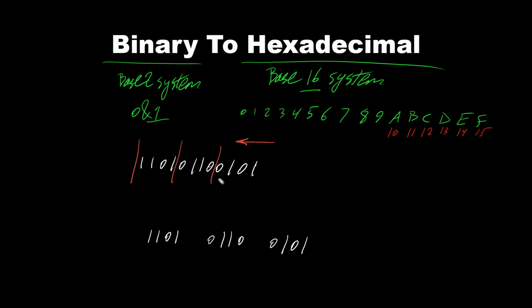So let's say this is the first group here, the second group here, and the third group here. Next, we need to write the decimal value for these binary numbers. 1, 2, 4, 8. 1, 2, 4, 8. 1, 2, 4, 8. And where are they coming from? Base 2 to the power of bit position.